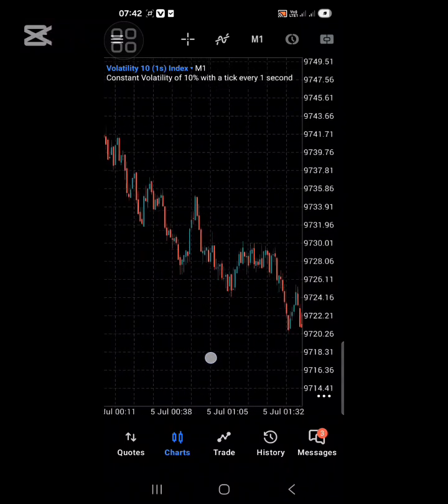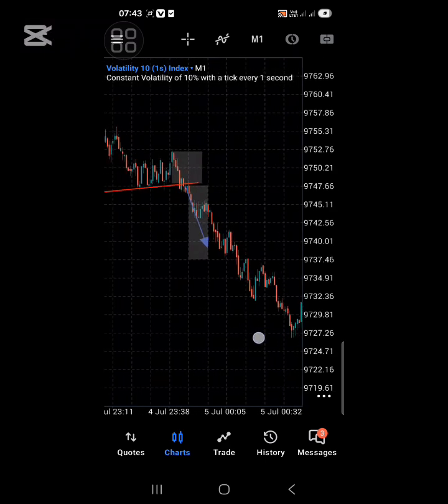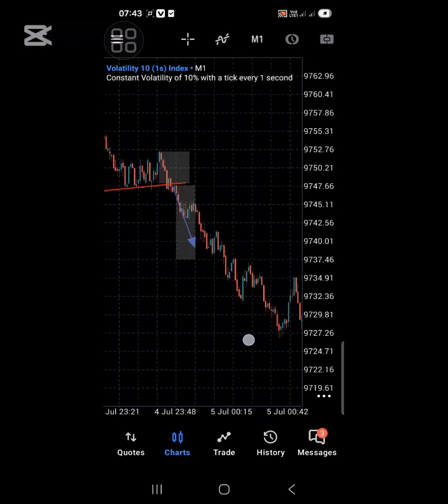So yeah guys, that's basically all you need to know about the head and shoulders pattern. It's very simple, not complicated, but it's very effective. Once you backtest this and apply it to your trading, you should start seeing positive results, that I can guarantee you guys.